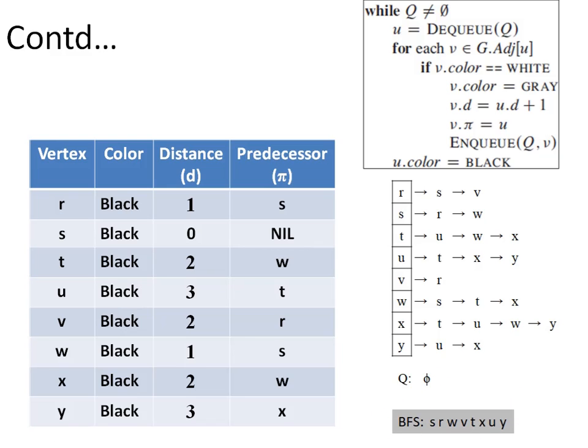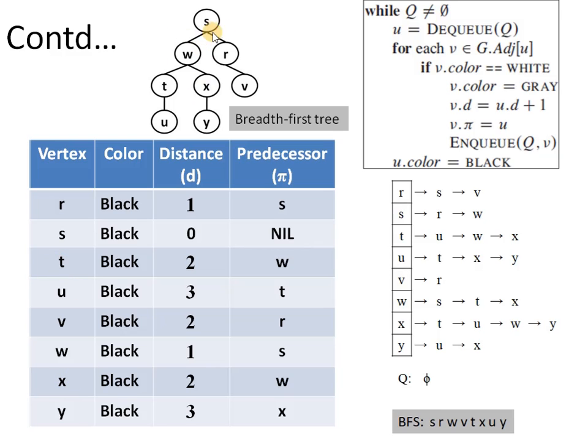Now if we have to create a breadth first tree corresponding to the BFS execution of the graph, then we can make use of this predecessor attribute of all the vertices in order to generate that graph. So definitely the root comes out to be S since its parent is nil. Then from S we can go to R, and from S we can go to W. So next level we will have R and W. From W we can go to T, as well as from W we can go to X. So W will have 2 children, T and X. So as it is shown here.